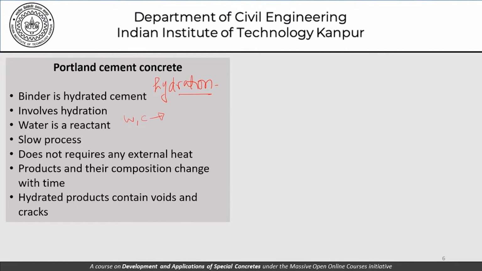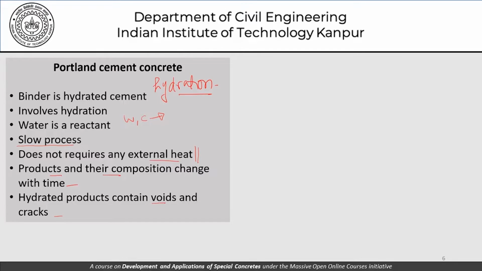The process is slow. Hydration goes on for a long period of time. Does not require any external heat. In fact, hydration generates heat. It's an exothermic reaction. Does not require any application of heat, basically, unless you're talking of something like steam curing. Products and their compositions change with time. So these products of hydration, their composition changes with time, and hydrated products contain voids and cracks. So this is basically the characteristics of hydrated cement paste or Portland cement concrete.